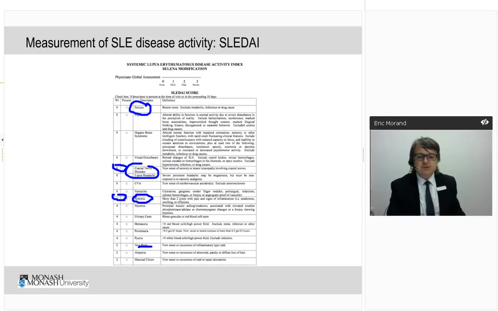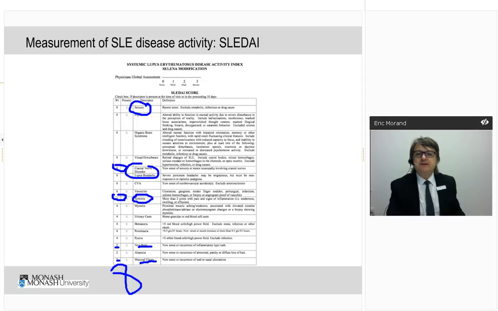If you have a rash, that's worth 2 points. If you have mouth ulcers, that's worth 2 points. And so you add up the score of all these things and you get to a total score for that patient, which might be 8 or 12 or something like that. It takes a few minutes to collect this information and come up with a numerical score.